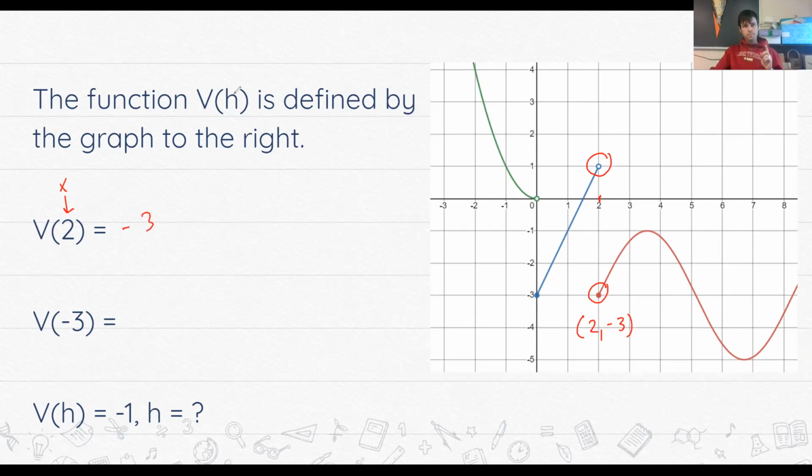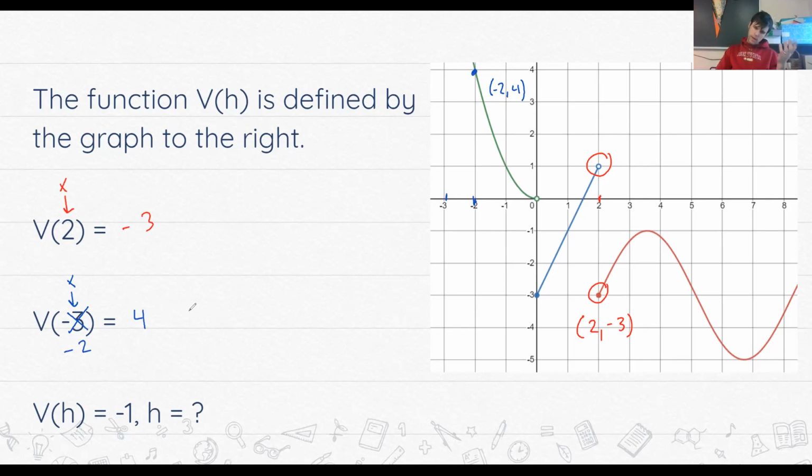Second one here, v of negative 3, again, that is our x, our input. So we go over here, negative 3. Don't know why I did that. I think I meant this to be negative 2. That makes way more sense. So let's just do that. Negative 2. We have to go up here to find a point that matches that. It's right there. This point is negative 2, 4. So our output is 4.